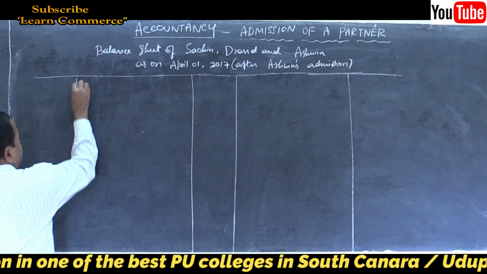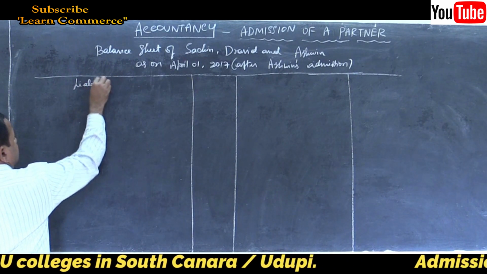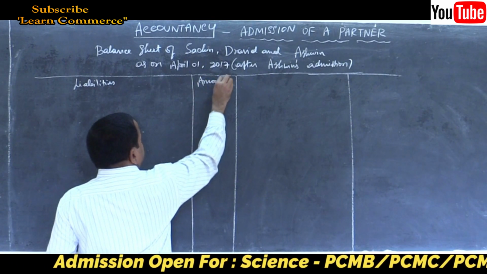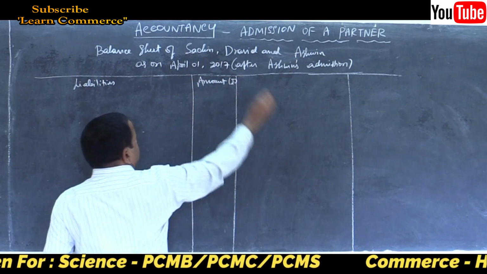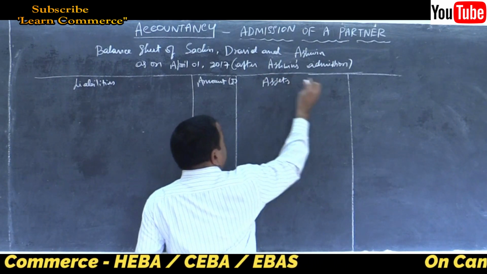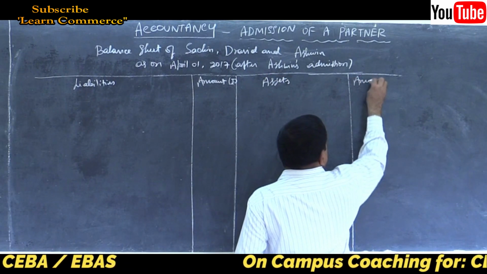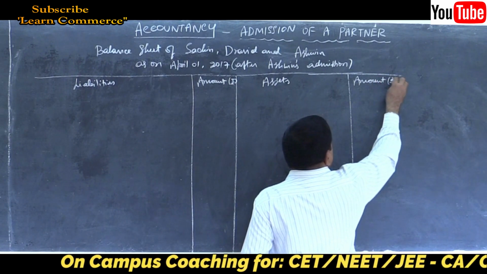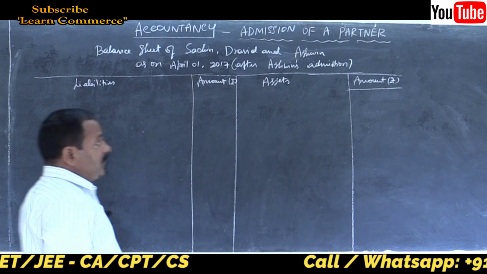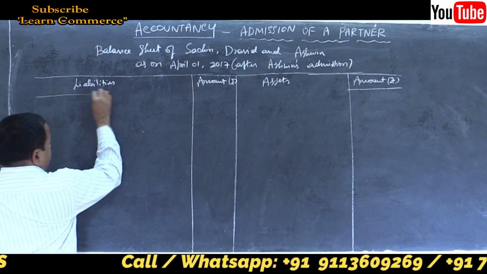Yes, liabilities, amount in rupees, assets, amount in rupees. Don't write debit and credit here. It is not an account. Balance sheet is a statement of assets and liabilities. It is not an account at all. Remember.